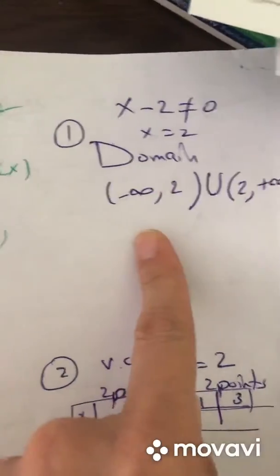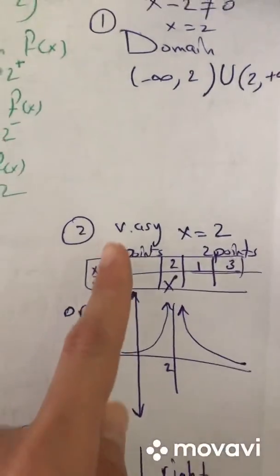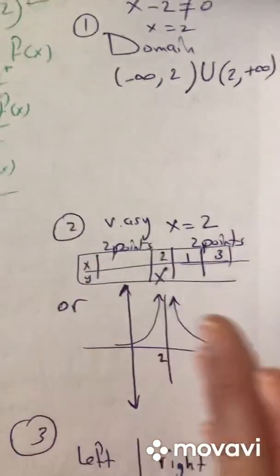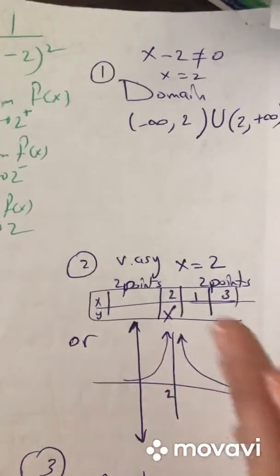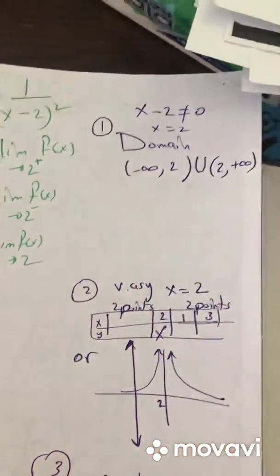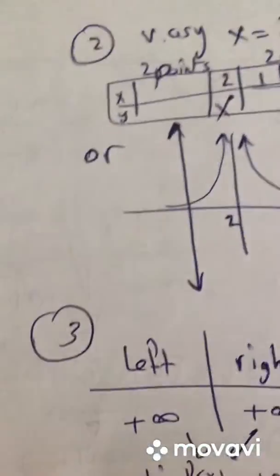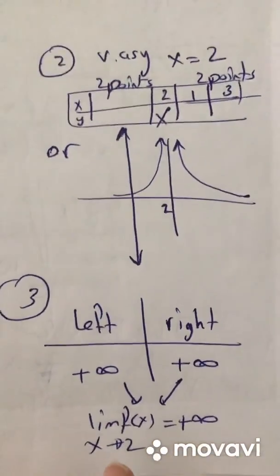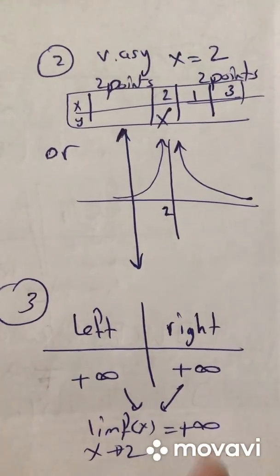So the first step, I did the domain. Second step, like I told you, table or the graph does not matter. But when I graph it, I can find out that the graph approaches this x equals 2. From the right it is going to positive infinity, and from the left also it is going to positive infinity. What does that mean? The limit of f of x as x approaches 2 equals positive infinity.